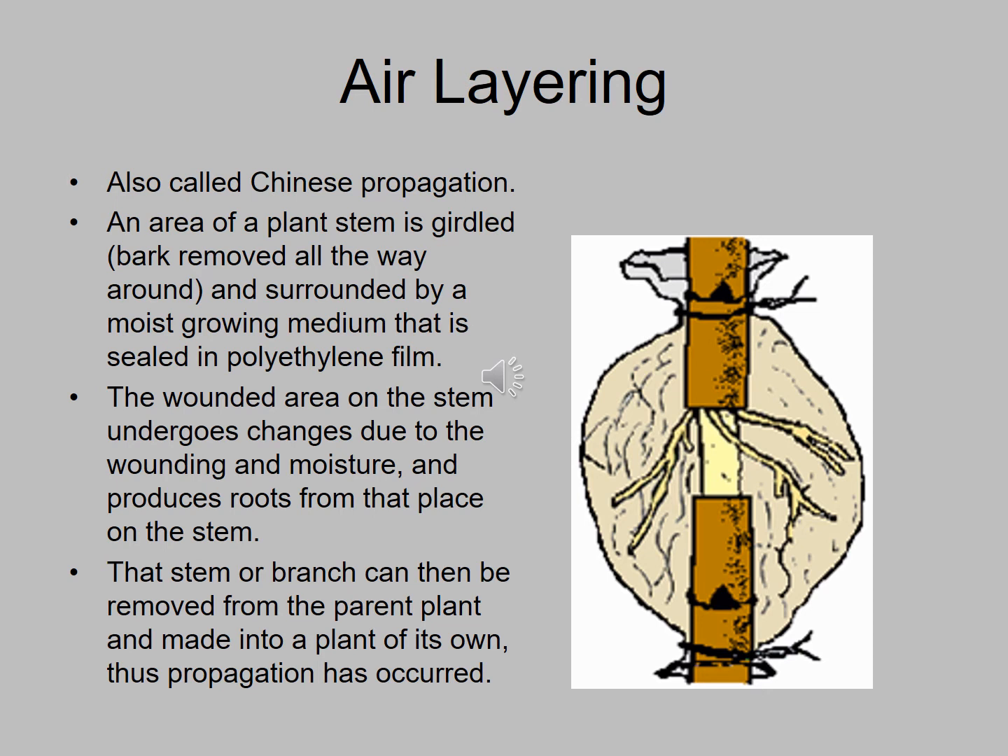Over the next couple of months, that branch has moisture on it long enough, and it's been wounded, so those tissues right underneath the bark think to themselves, oh, I'm underground now and I need to produce roots. So they produce roots, and then you can cut that whole branch off from the main plant, put it in a pot or plant it somewhere else, and you have propagated a second organism from that mother plant. You can do this on multiple stems on the same plant and get many new individuals of that species by air layering.